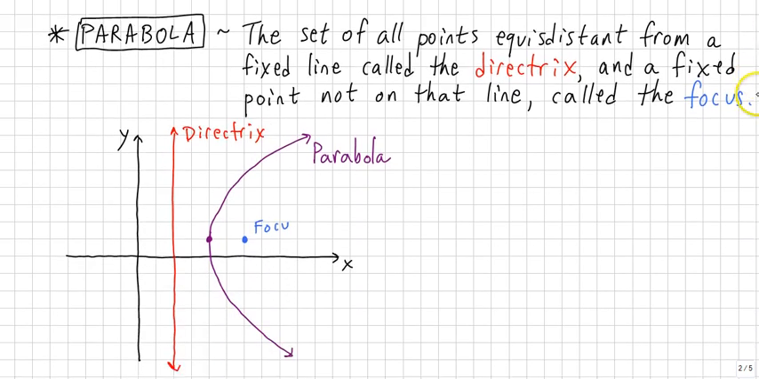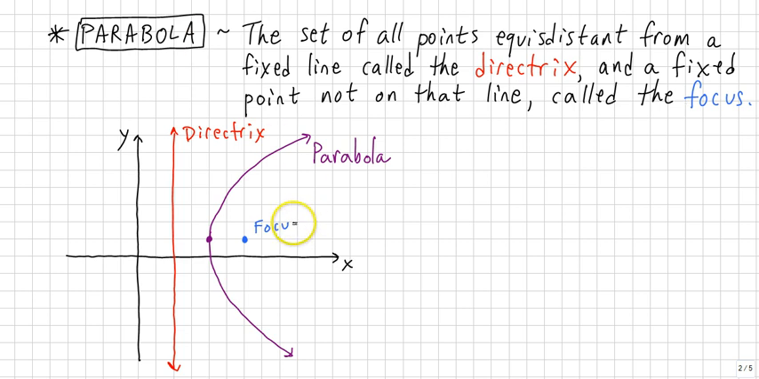So we're going to get a more general definition of a parabola now. A parabola is the set of all coordinates or points on the coordinate plane that are equidistant from a fixed line called the directrix and a fixed point that's not on that line called the focus. That sounds really complicated, but if we take a look at a picture, it'll make a lot more sense.